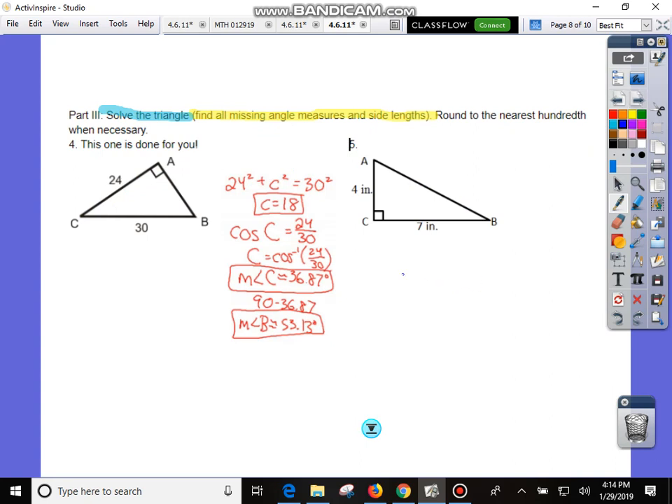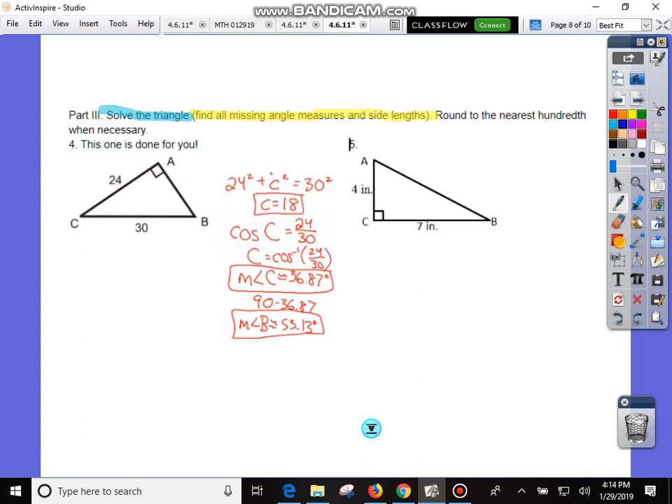That asked you to solve the triangle. So when you were asked to solve the triangle, you were asked to find all missing angle measures and side lengths. I would highlight this part right here because from now on I'm going to ask you to solve the triangle, and that means that you need to understand that you need to find all missing angle measures and side lengths. Okay, so I won't include this part from now on. Round to the nearest hundredth when necessary.